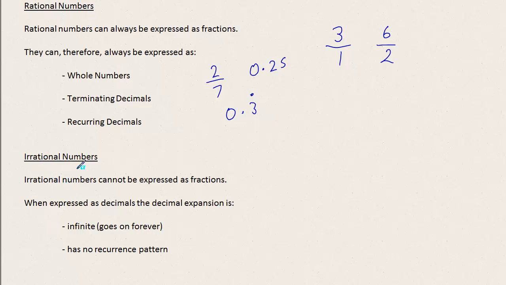However, irrational numbers cannot be expressed as fractions. When they're expressed as decimals, the decimal expansion is infinite, which means it goes on forever. For practical purposes, it goes off the side of your calculator. And there is no recurrence pattern, so we can never pick off a pattern like this.